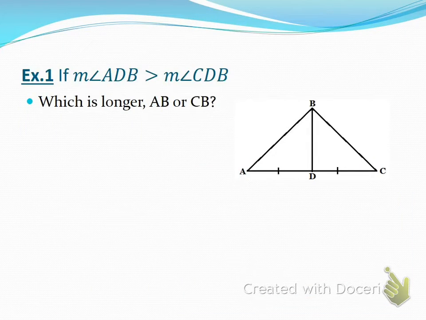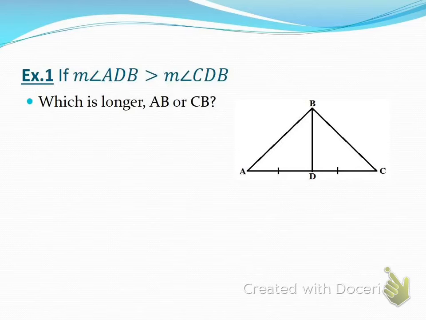Which is longer, AB or CB, considering that the measure of angle ADB is greater than the measure of angle CDB? Now, before we get into this, notice that they are telling us that this angle here, I'll put an X in it, this angle is bigger than this angle. Just using an X and an O just to talk about those angles. They look like right angles, but they're not. They're telling us here one angle's bigger than the other one.